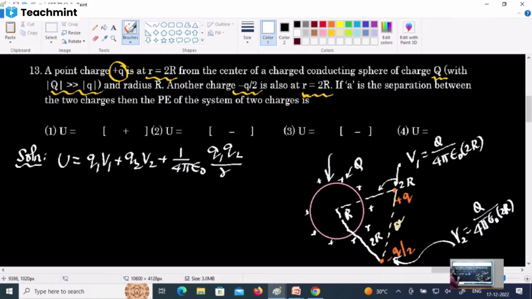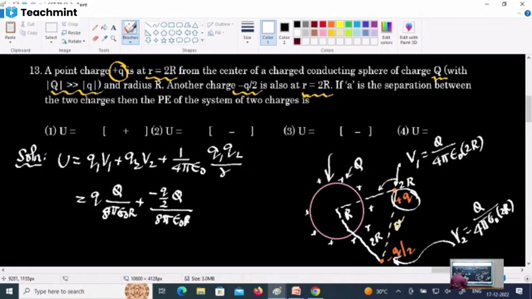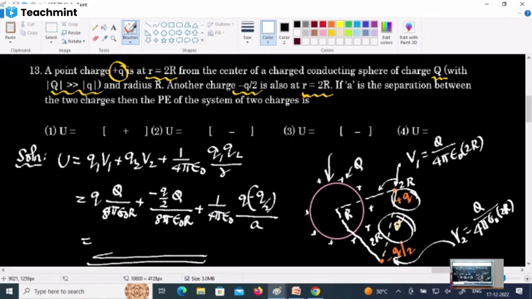So you will see Q1 is plus Q, V1 is capital Q divided by 8 pi epsilon naught R, plus Q2 is minus Q by 2 into capital Q divided by 8 pi epsilon naught R, plus 1 by 4 pi epsilon naught, Q1 is Q, Q2 is minus Q by 2, divided by the separation distance between the two, which is A. So simplify this and you will find one among the four choices is the correct answer.